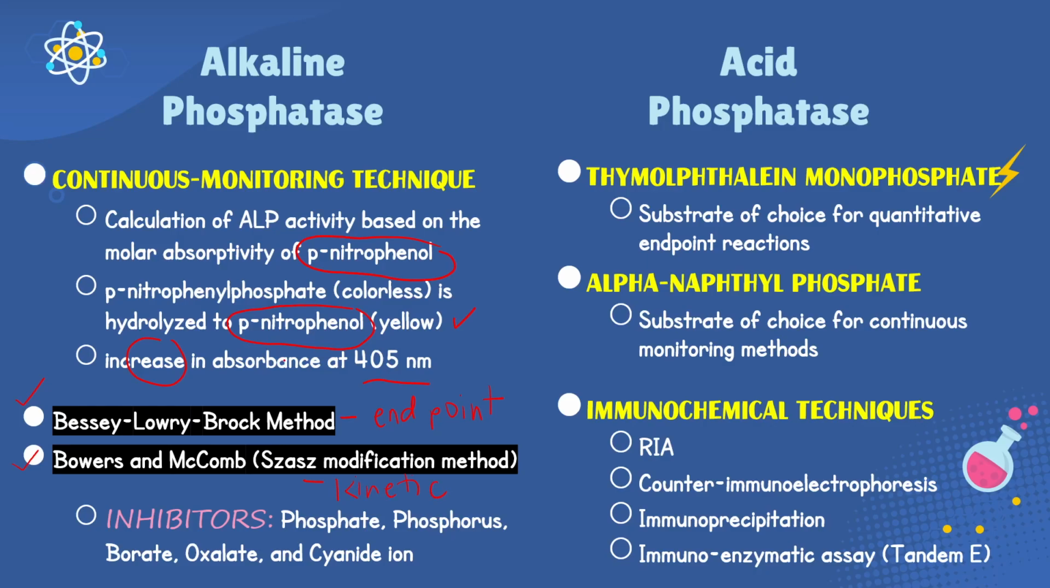But either way, whether we are using your Bessey-Lowry-Brock or your Bowers and McComb, both have the same inhibitors, and that is your phosphate, your phosphorus, your borate, your oxalate, and your cyanide ion.